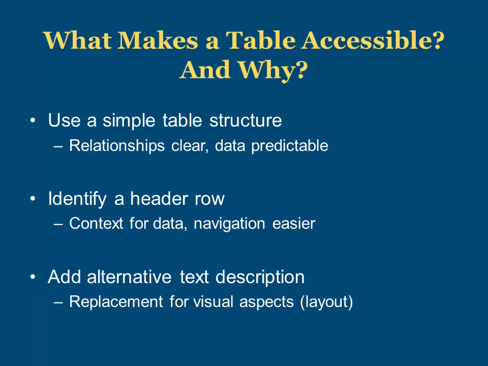There are three components to making an accessible table. The first component is the way the table is built. You must use a simple table structure, which means no merged or split cells, no blank rows or columns, and no tables nested in a cell of another table.